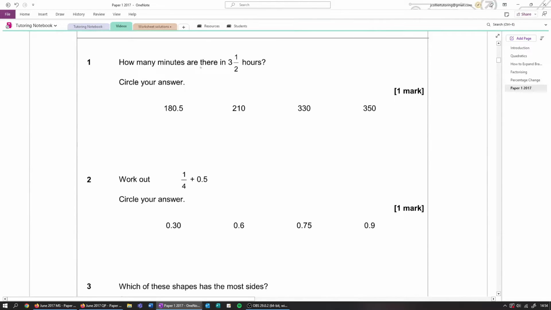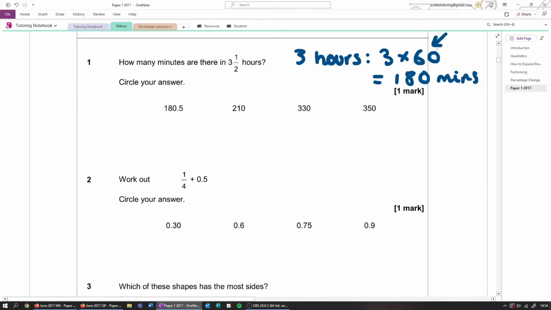Question 1. How many minutes are there in 3.5 hours? So in 3 hours, there is 3 times 60, which is 180 mins. Because there are 60 minutes in 1 hour, there are 3 hours, so that's 180. Then in a half an hour, that's just half of 60, which is 30. So the answer would be 180 plus 30, which is 210.